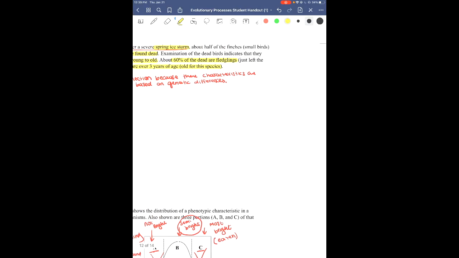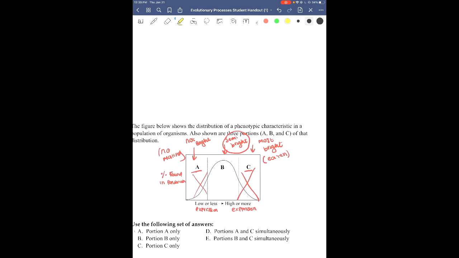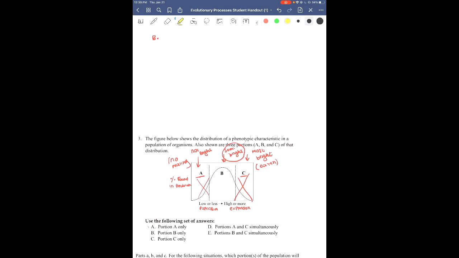So again, we can look back at this graph, and the best answer would be C, portion C, but portion B of the phenotype may be affected as well, just because the beak size varies. They're small, medium, and large.